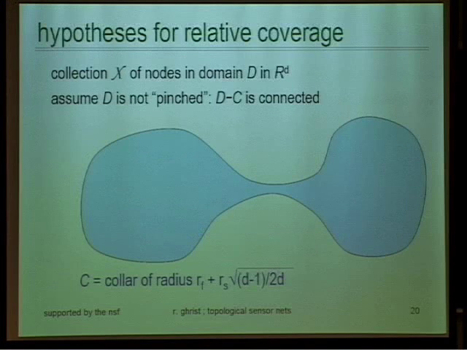So the assumption is that if you look at a collar, some neighborhood of the boundary of the domain, if I remove that collar, then my underlying domain still has to be connected. The domain can look kind of crinkly on the boundary, that's all right, as long as when you pull away everything that's close to the boundary within this radius, then you get something that's connected afterwards.